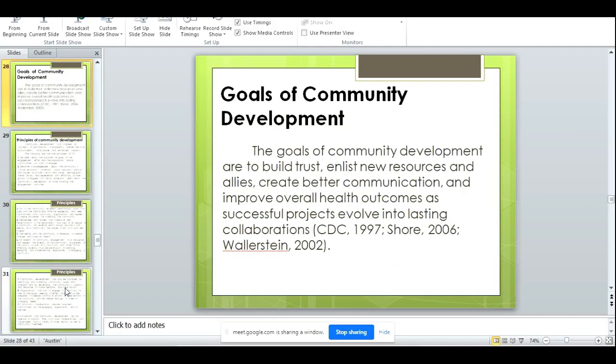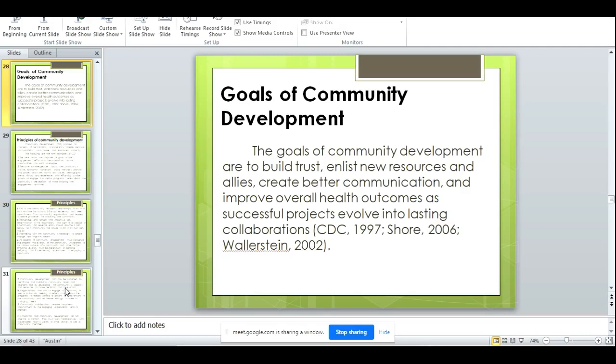According to the CDC, the goals of community development are to build trust, enlist new resources and allies, so you're able to identify new resources and allies in the community, create better communication in the community, and improve the overall health outcome of the community, as successful projects evolve into long-lasting collaborations.